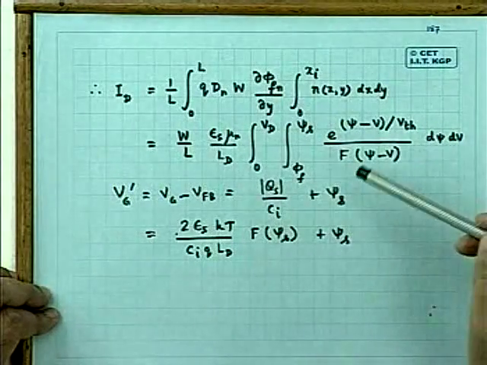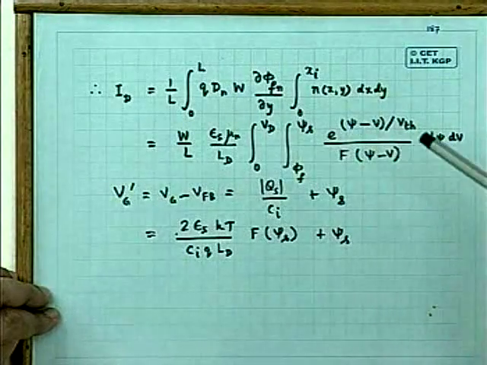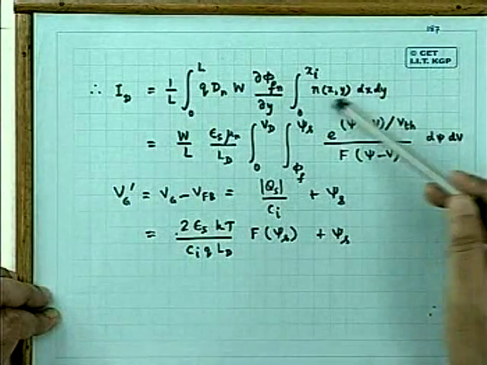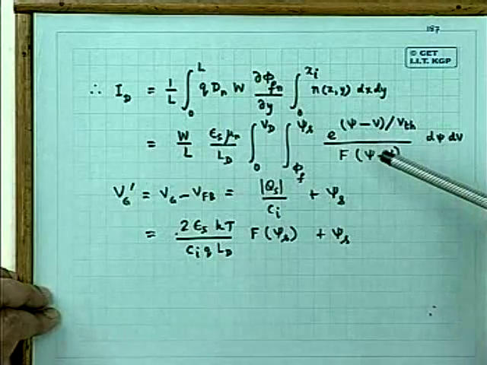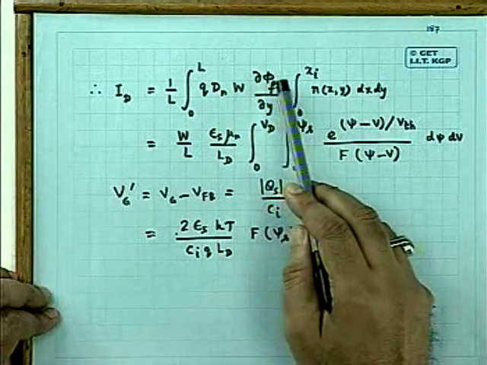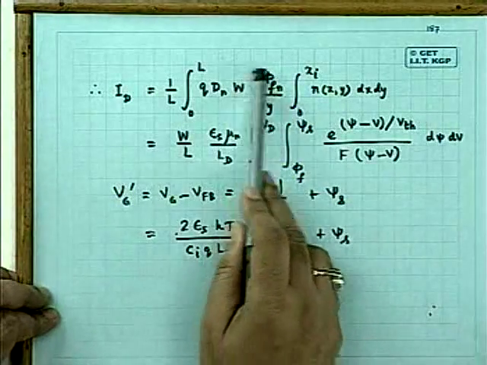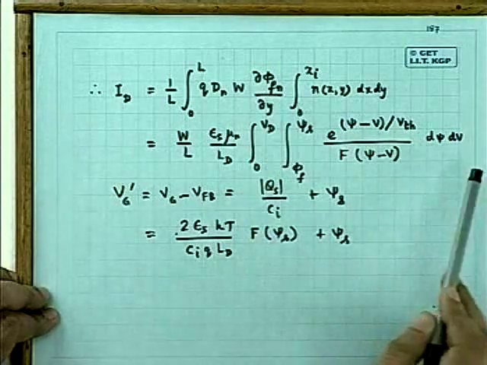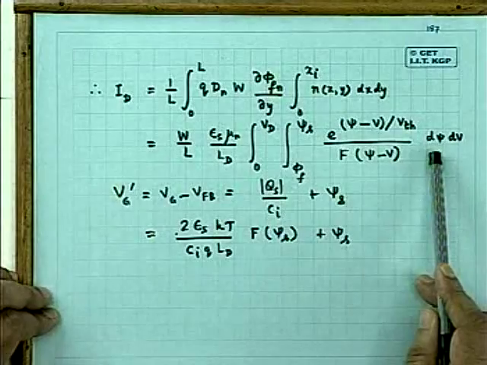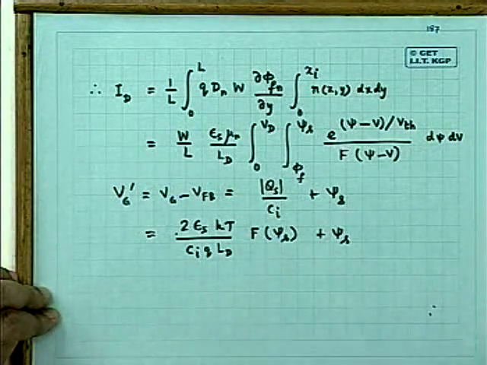Substituting the expression for nxy, which we derived earlier, the Qn, it is related to that, we get an equation like this, where it becomes an integration. Instead of writing d phi n, we have written d phi here, indicating that this is the surface potential variation along the channel, along the length of the channel.